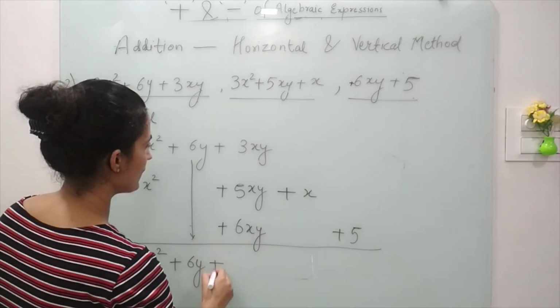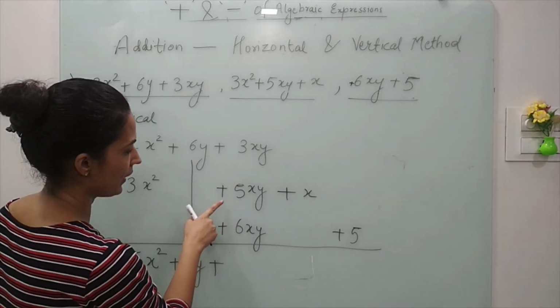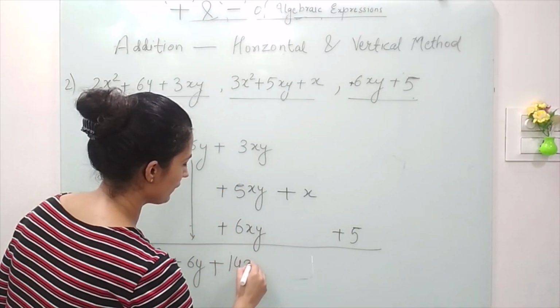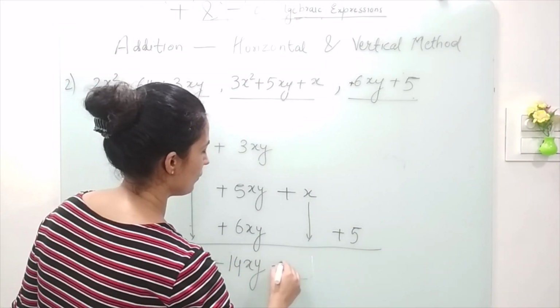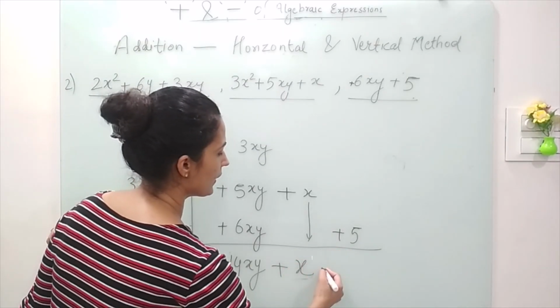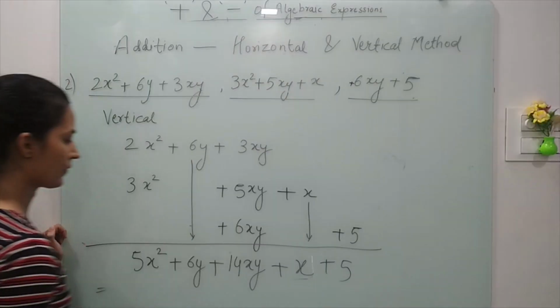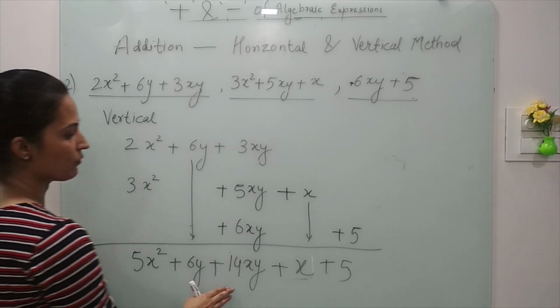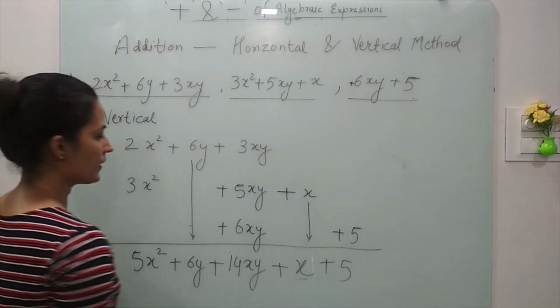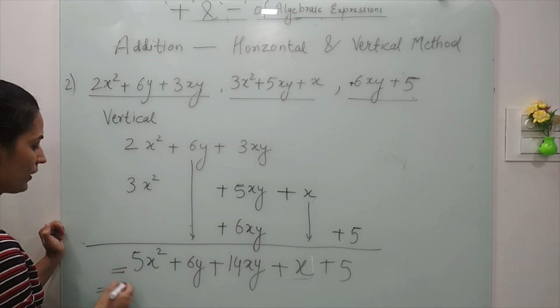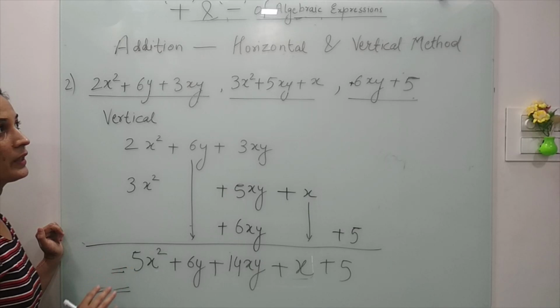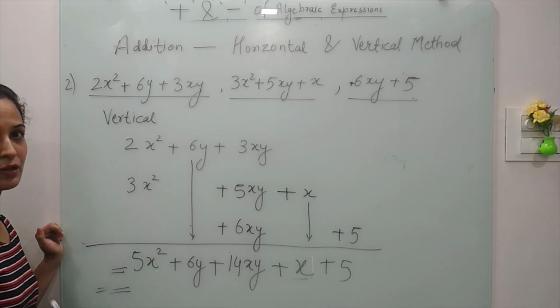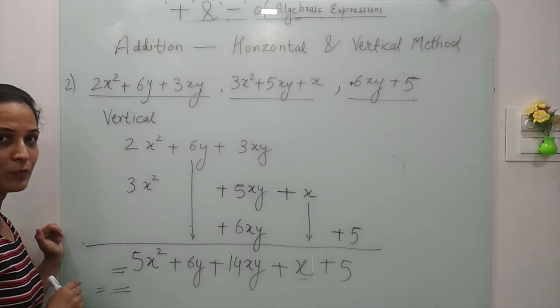Here we have to add these 3. 3 plus 5, 8. And 8 plus 6 is 14xy. Then here there is nothing to add, so this again comes as it is. And here this constant comes as it is. So 5x square plus 6y plus 14xy plus x plus 5. This is the final answer. And again you can write the final answer as per the degree. I hope the vertical and the horizontal method of doing addition on algebraic expressions is clear to you. In case of any questions, put your questions in the comment box.